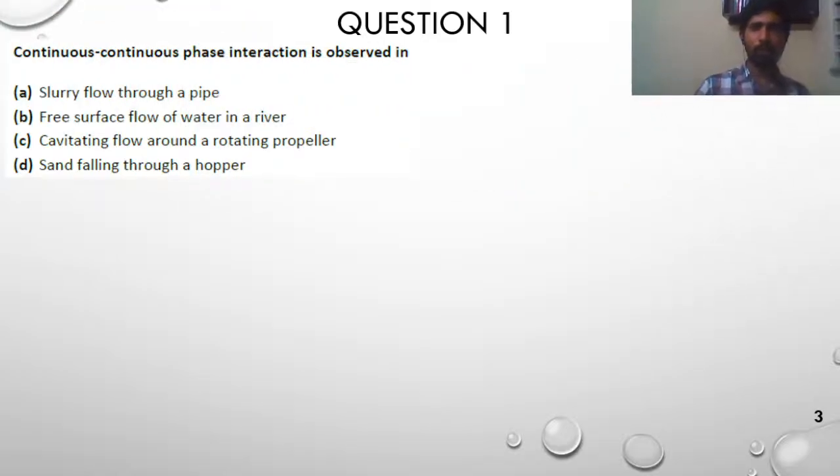So in question number 1, we have: continuous phase interaction is observed in which of the following situations, okay. So what should be the probable answer for this question? Can you write on the chat box? Okay, so let us try to see them one by one.